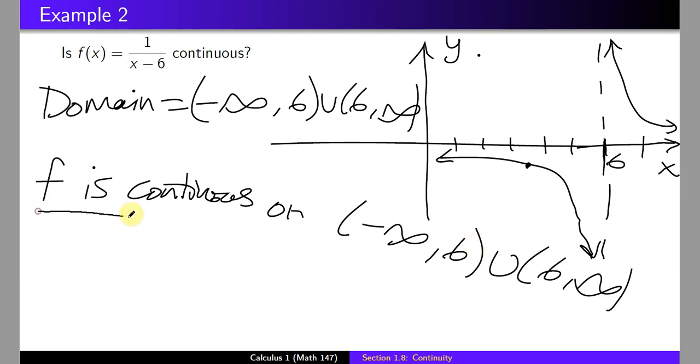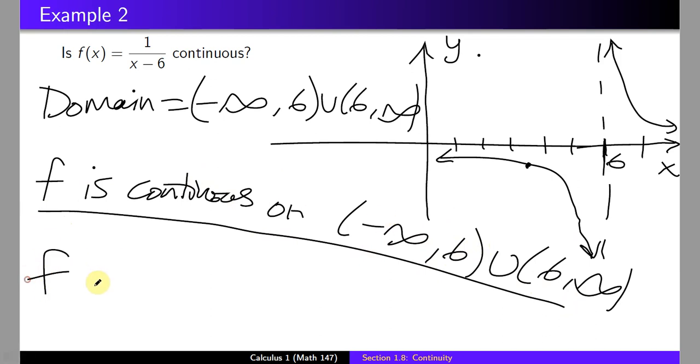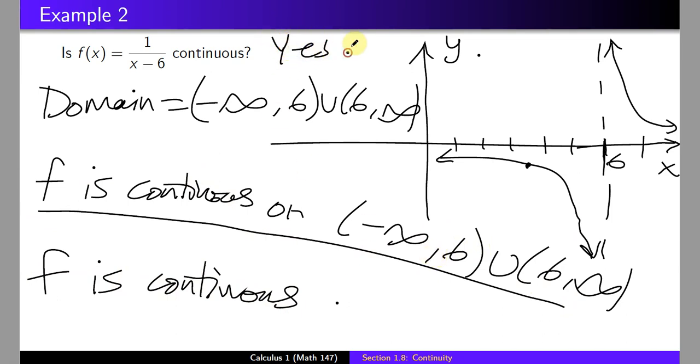In other words, if it's continuous on its domain, we don't even say it's continuous on its domain. We just say that f is continuous. In other words, is this continuous? The answer is unequivocally yes, it is continuous, since it's continuous on its domain. Okay, so this is where it's a little bit tricky. You have to make sure you're checking this only on its domain.